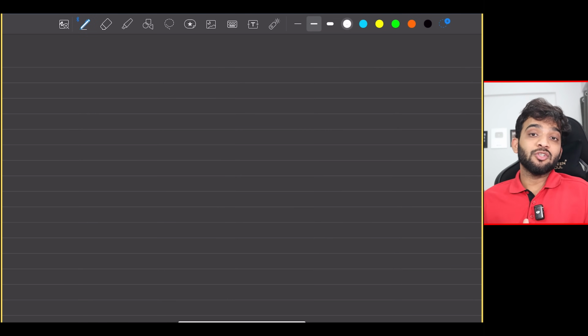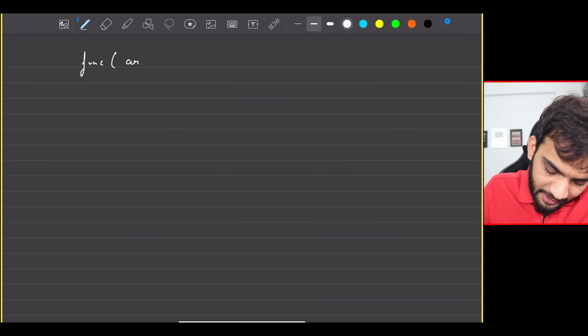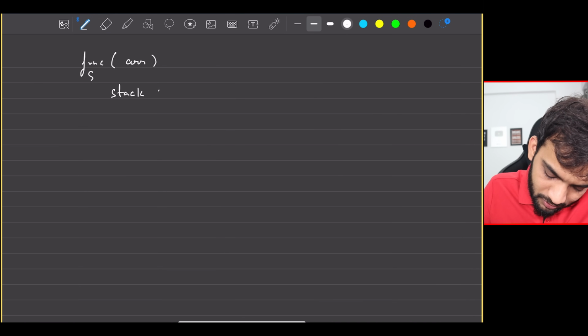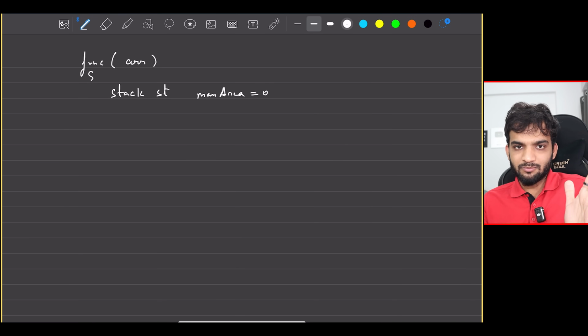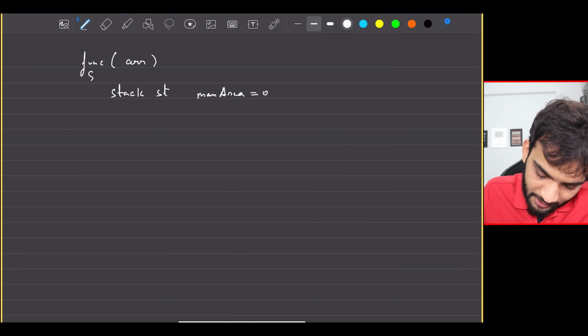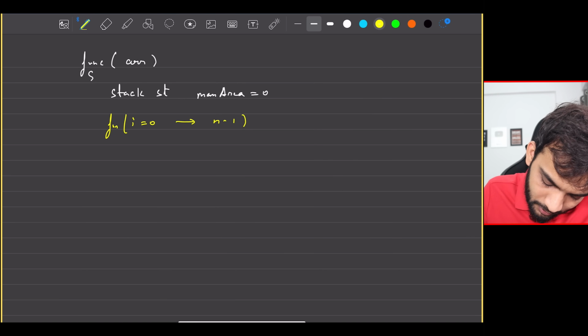So we will be writing down the pseudocode. We are given a function and we are given an array. Initially, what I can do is define a stack and I need a max area. So maybe I can define a max area to be 0. So what we do is we start traversing from 0 till n minus 1. So let's do that. It's going to be for i equal to 0 till n minus 1.